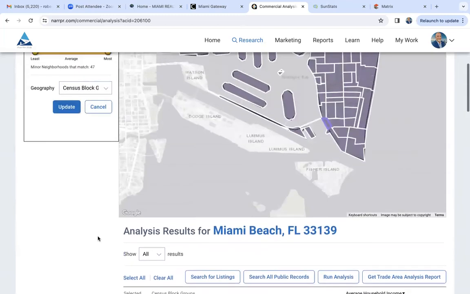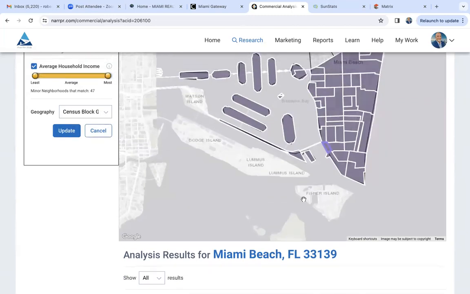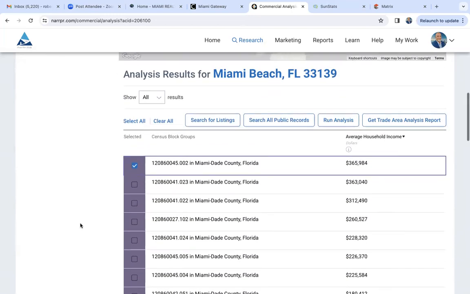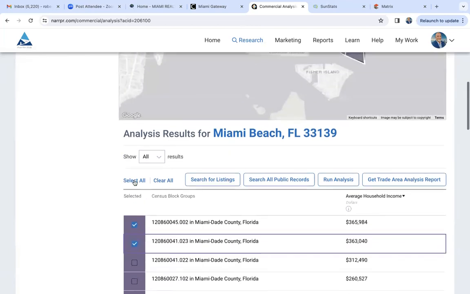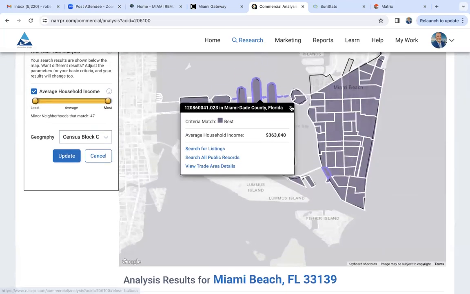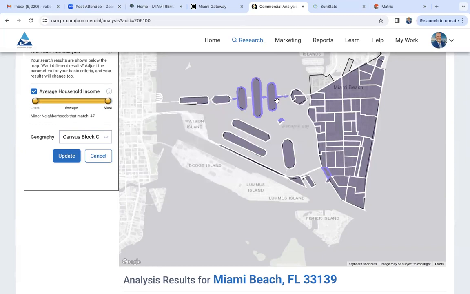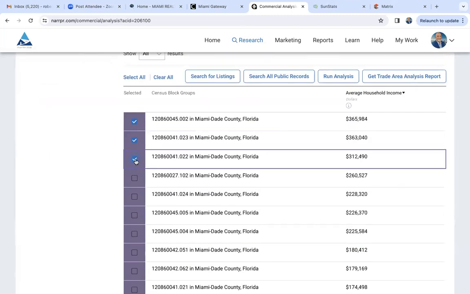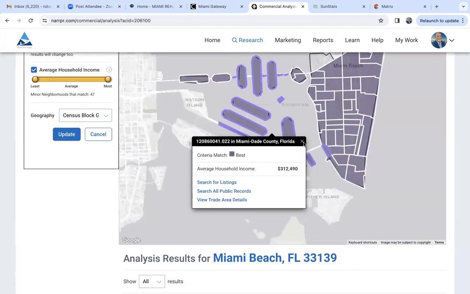Guys, Fisher Island is not part of 33139. I don't know if you guys knew that, but Fisher Island has its own zip code. All right, Fisher Island definitely should be in that range. Who's second? Second would be these islands right here, Palm and Hibiscus Island. Third right here is going to be Star Island, of course.